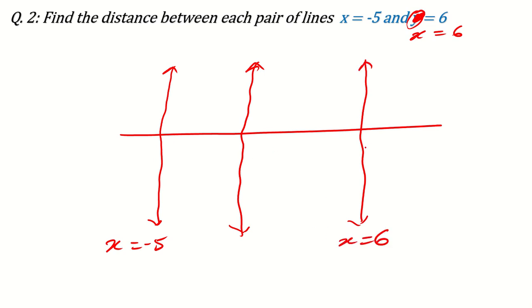Now, what is the distance of 6 from the y-axis? This distance is 6. And what is the distance of the y-axis from the line x is equal to minus 5?